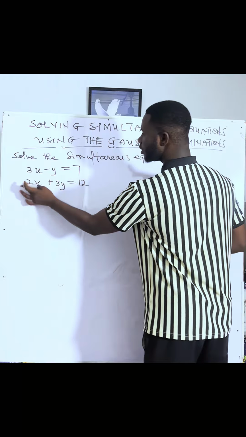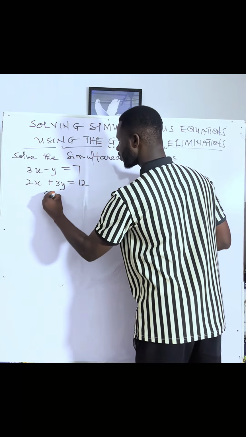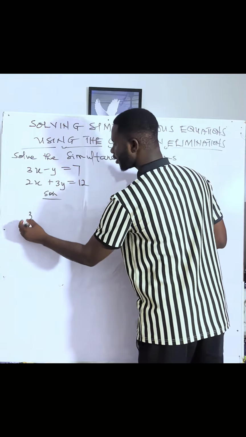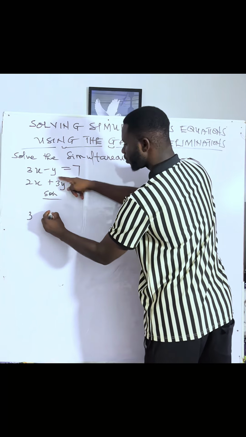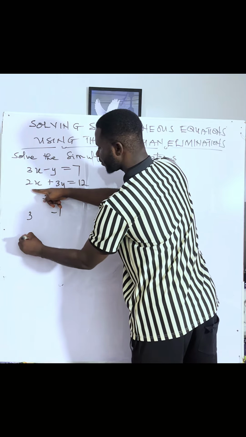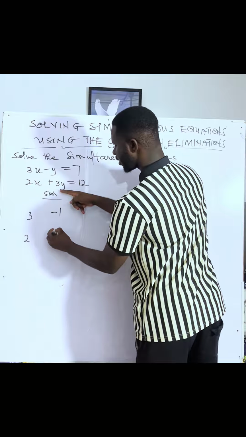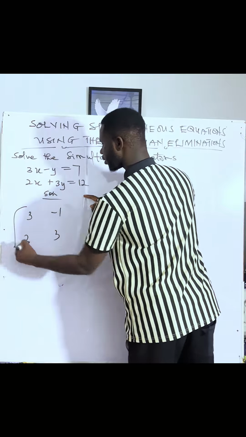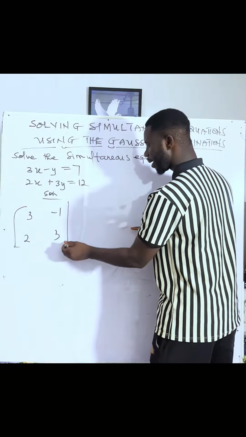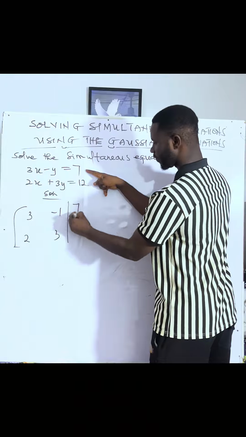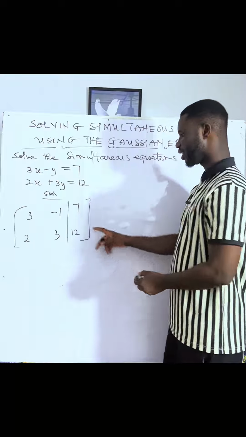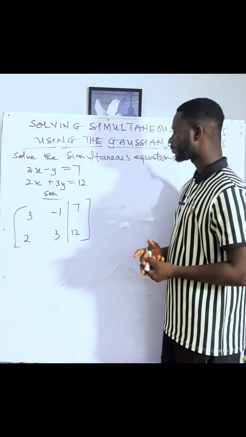You are going to take only the coefficients. So let's write our solutions here. The coefficients here, we have 3, and then here is -1. Then here we have 2, and here we have 3. Now we have to write our augmented matrix. So you bring a bar here and write your 7 and 12 over here. So this becomes the augmented matrix.